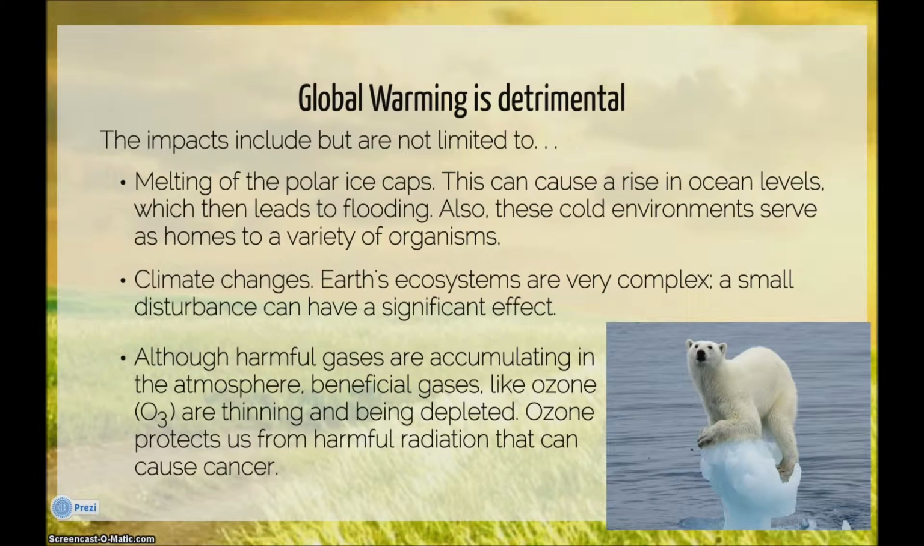The impacts of global warming include, but are not limited to, the melting of the polar ice caps and glaciers. This can cause a rise in ocean levels, which can then lead to flooding. Also, these cold environments serve as homes to a variety of organisms. This leads me to the next point, climate changes. Earth's ecosystems are very complex. Small disturbances can have a significant effect. Also, although harmful gases are accumulating in the atmosphere, beneficial gases like ozone, O3, are thinning and being depleted. For example, ozone protects us from harmful radiation that can cause cancer.